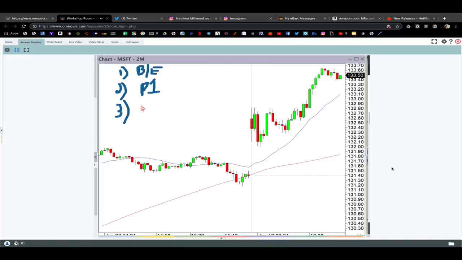All right. So stop adjustment number 3 is one of my favorite ones. It's the big bar stop adjustment.